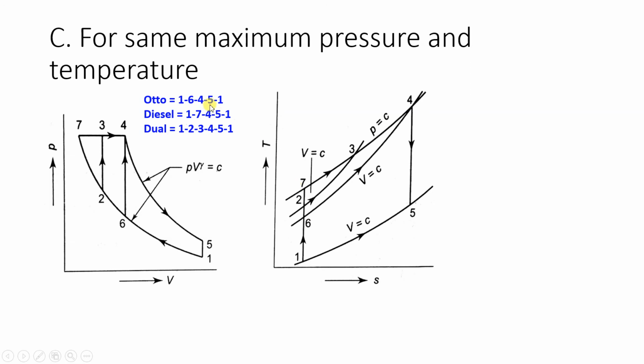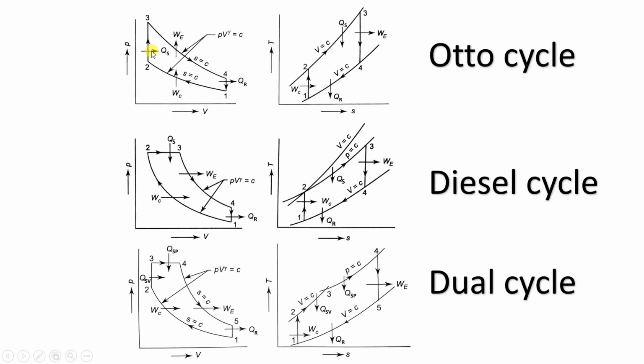comparison. This comparison is for same maximum pressure and temperature. So what is the maximum pressure for Otto cycle? It is the pressure after heat addition. And what is the maximum temperature? In case of Otto cycle, it is the temperature after heat addition. Similarly, in case of diesel cycle, pressure P2 and pressure P3, which is pressure before heat addition and pressure after heat addition, remain the same. So this is the highest pressure, and if you consider temperature after heat addition, T3 is the highest.